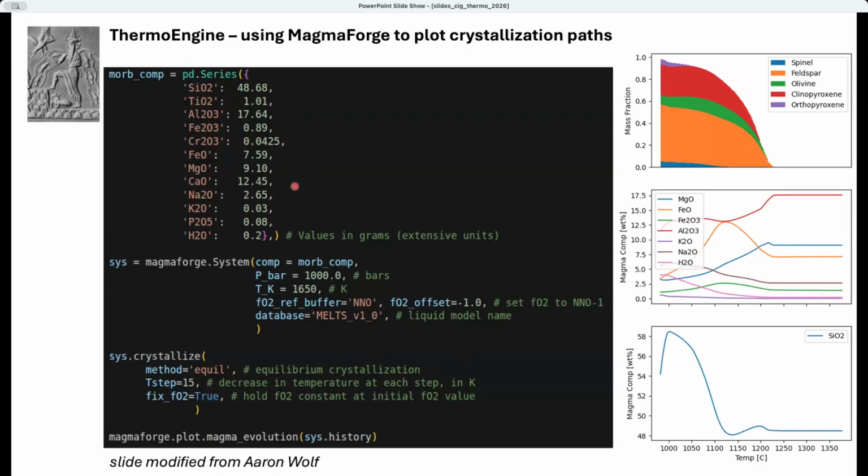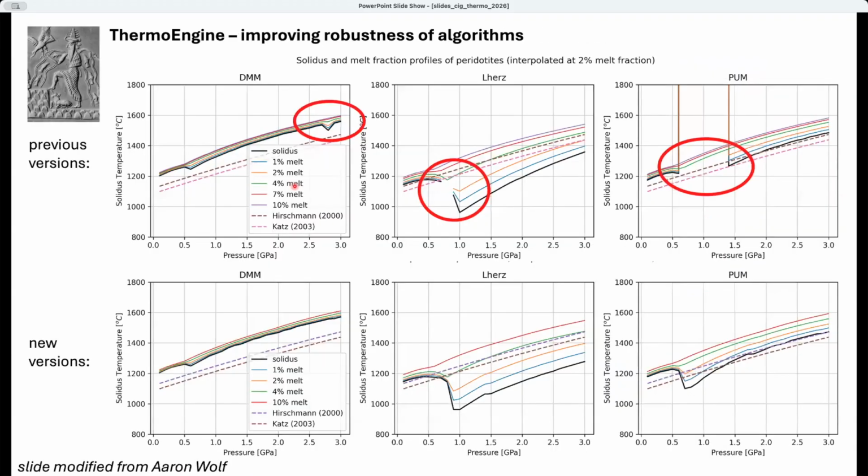So that's at the sort of user side of things, but under the hood, the ThermoEngine devs have been working a lot on improving the robustness of the underlying algorithms. So previous versions of Melts and ThermoEngine had issues with breakdown of solvers either in the equilibrium solve, the free energy minimization, or within the solutions for complex phases, the speciation solutions. And they put a lot of effort into removing these cases of sort of unexpected failure, and more recent versions have solved a lot of these issues.